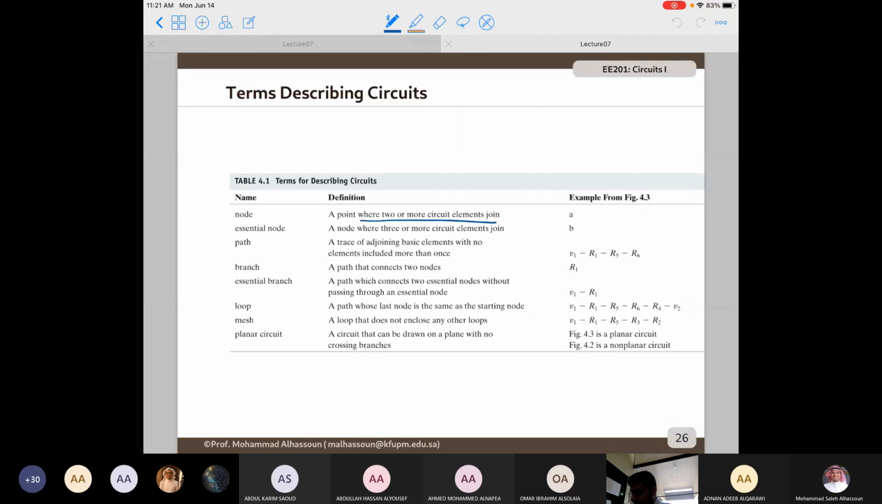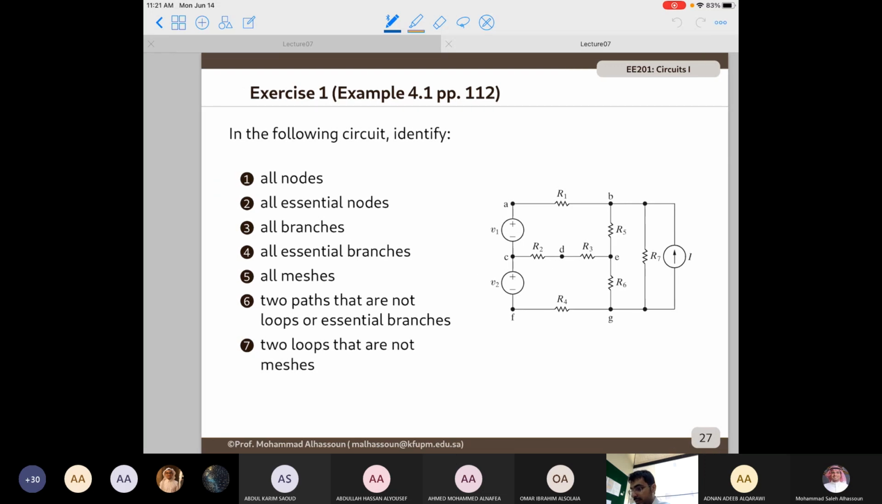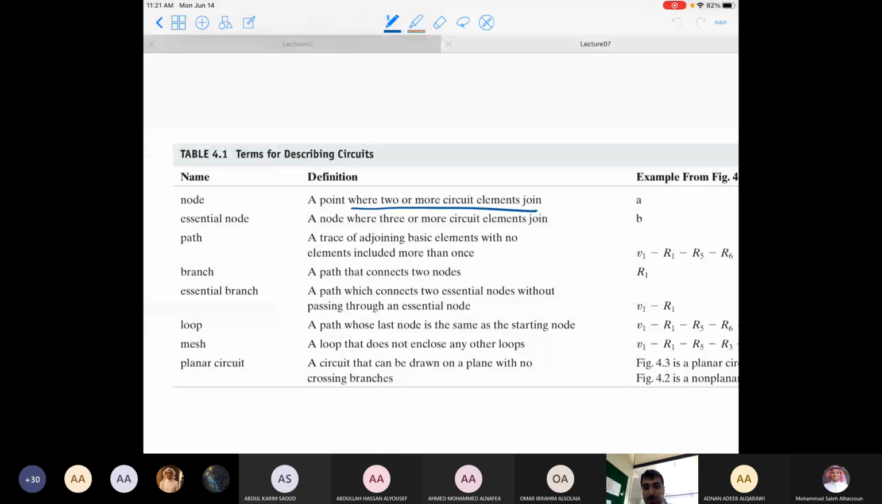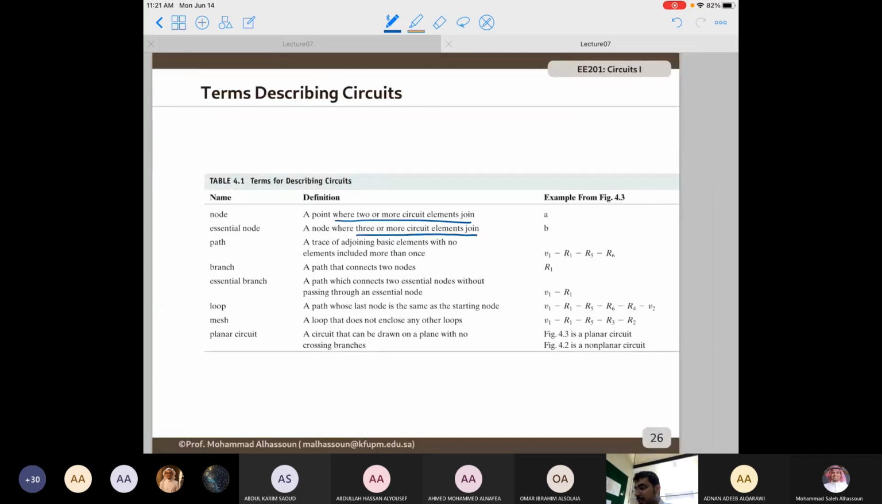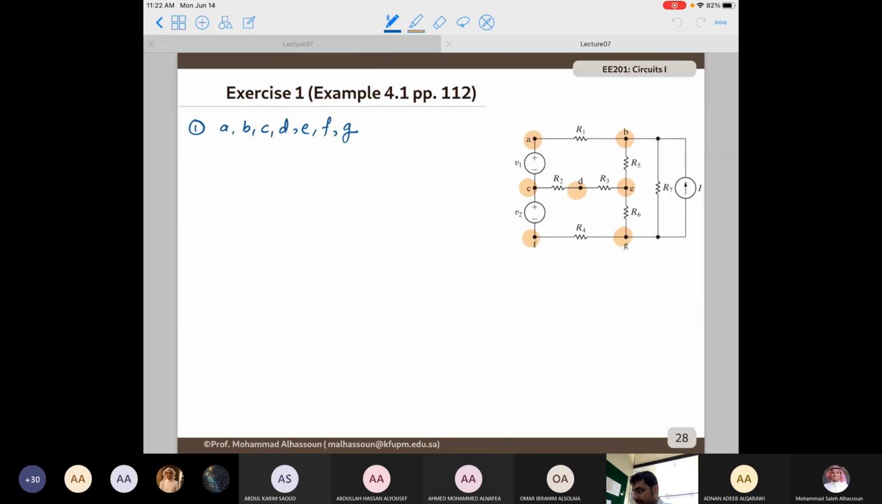Okay. The second definition, or the second thing that we need to find, is essential nodes. So what is the difference between nodes and essential nodes? There's a tiny difference here. An essential node is actually a node, but we put some limitation on the number of elements that are connected here. Where 3 or more circuit elements are joined together. It means that every essential node is a node, but not every node is an essential node. So going back to the circuit, an essential node is a node where 3 or more circuit elements are connected.